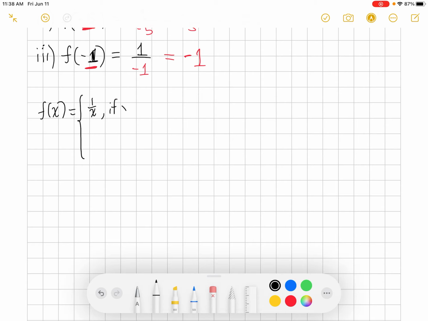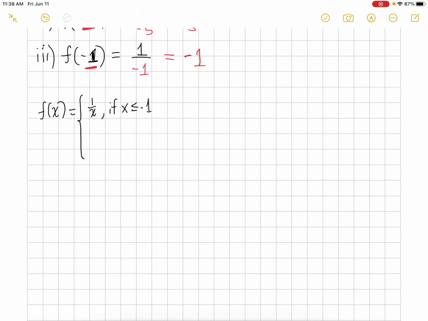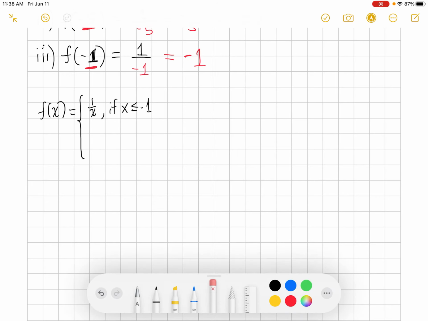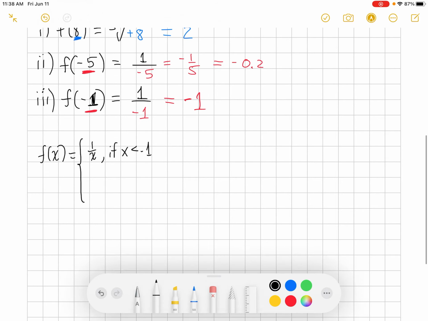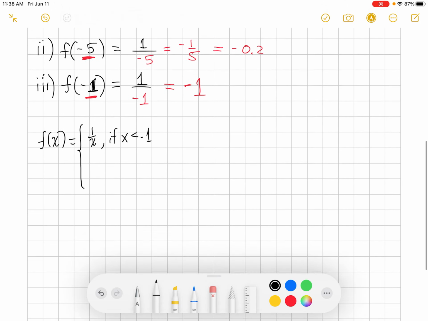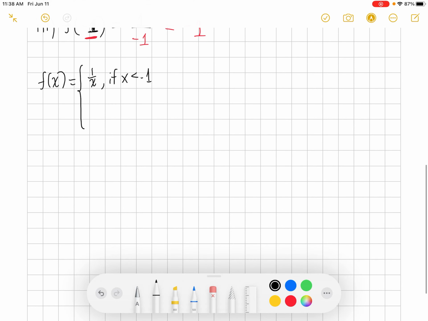So here I got 1 over x, which occurs when x is less than or equal to negative 1. No, wait, it's when less than... And the cube root of x, was it less than or equal to? Yeah, it was less than or equal to. My bad. Cube root of x, if x is greater than negative 1.